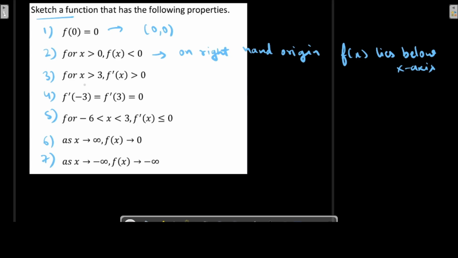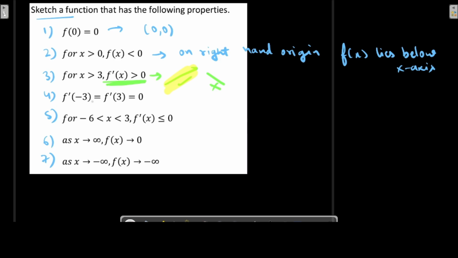Right? Next is for x greater than 3, f dash is greater than 0. So what does this mean? Greater than 0 means it's a rising slope, right? It's a rising slope like this, not like this. Okay, so it's a rising slope.